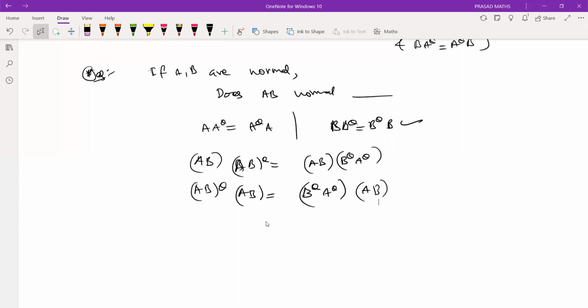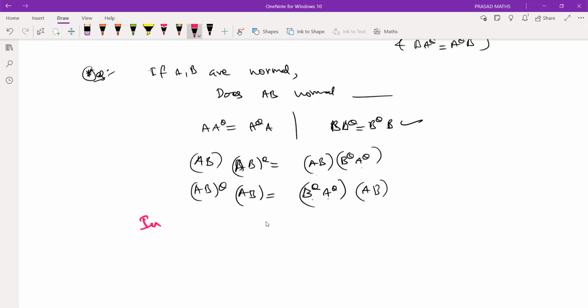Are they equal in general? In general, they are not equal. This is AB into B theta A theta, and this is B theta A theta into AB. Both are in general not equal, because matrix multiplication may not be commutative.